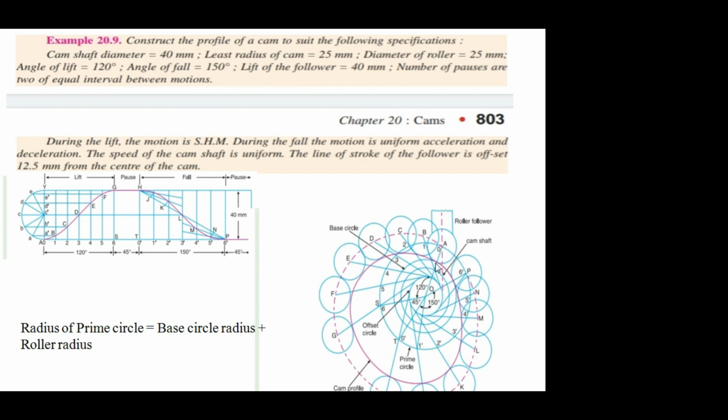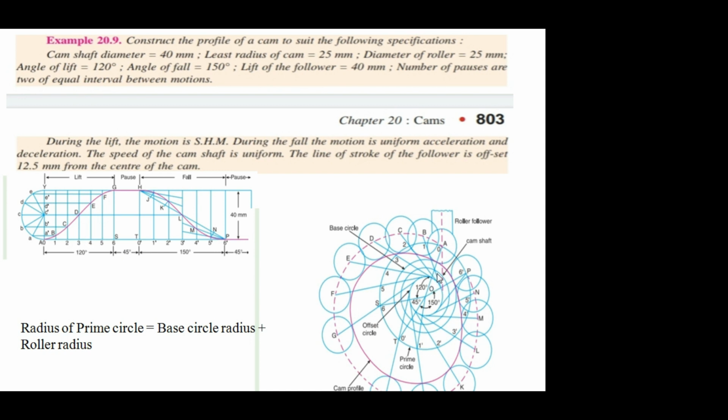Now divide the prime circle with the respective angles of theta O, dwell 1, theta R and dwell 2 from the line OA. After drawing the roller, join the center of the roller to the center of the cam. From this line OA, divide the prime circle with the respective angles of theta O, theta D1, theta R and theta D2. Now divide theta O in the same even parts as that of theta O in the displacement diagram. Here theta O is divided into 6 equal parts.